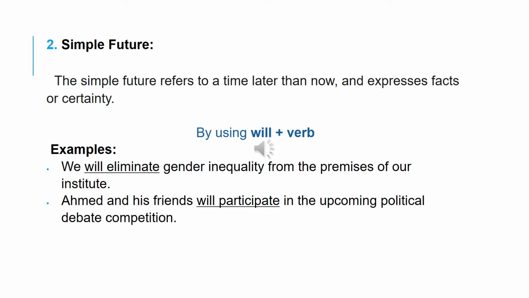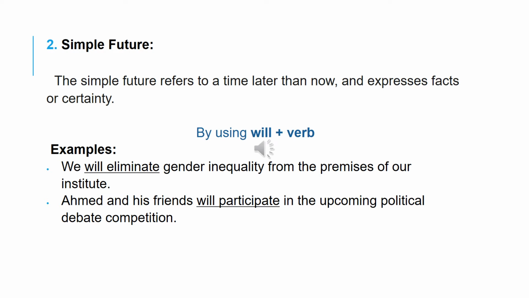Alright, so talking about simple future, the simple future refers to a time later than now and expresses facts or certainty. So there are three situations when the future simple tense is used. The first situation is when speaking about a simple one-time action in the future, an action that occurs one time. I will see you tomorrow. You're only going to see her tomorrow, not the day after.